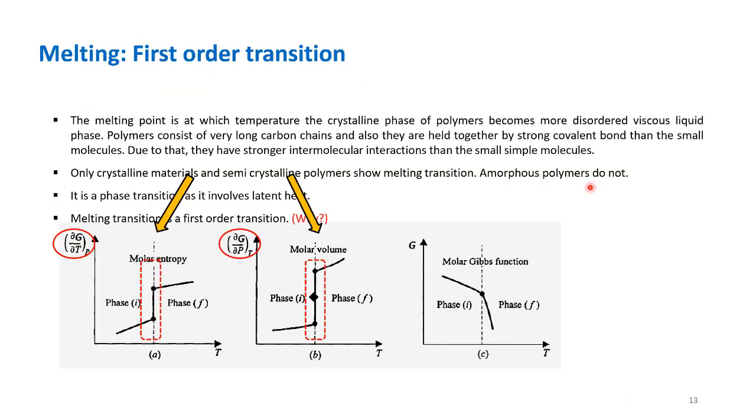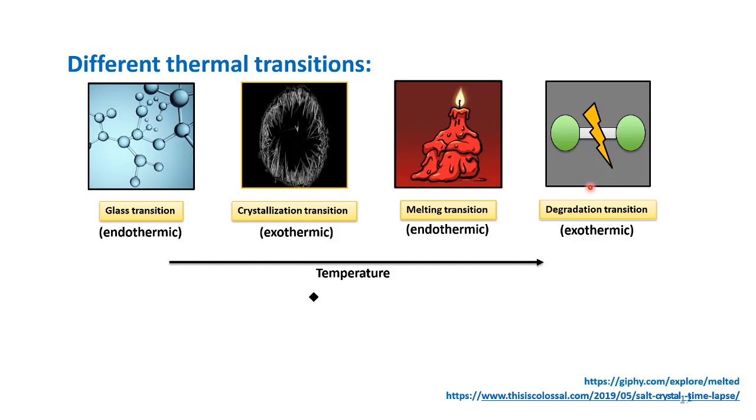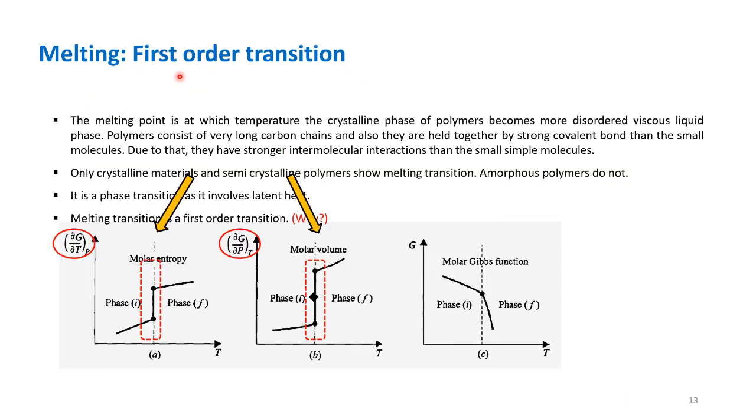So first is the melting. We'll talk about the melting first. This is the first order transition. Melting point is the temperature at which the crystalline phase becomes a disordered, viscous liquid. So the phase will change basically. So it is a first order transition, and this is the Gibbs phase.